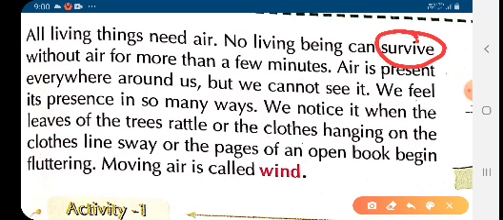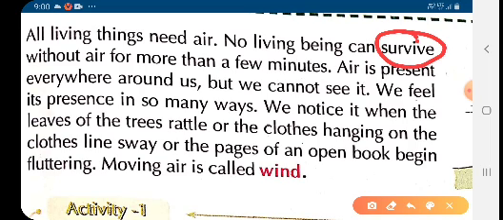We feel its presence in many ways. When we see the swinging or rattling leaves, or when the clothes hanging on the clothes line sway, or the pages of your notebook fly, or when the clothes which we are wearing fly, or when the kite in the sky flies, we realize there is air. Children, moving air is called wind.